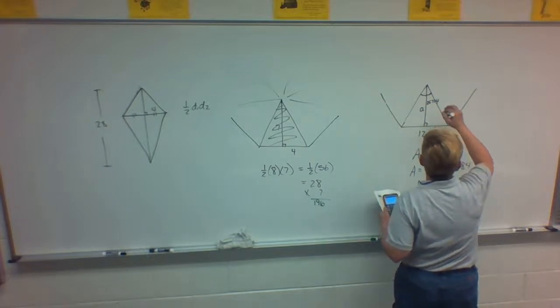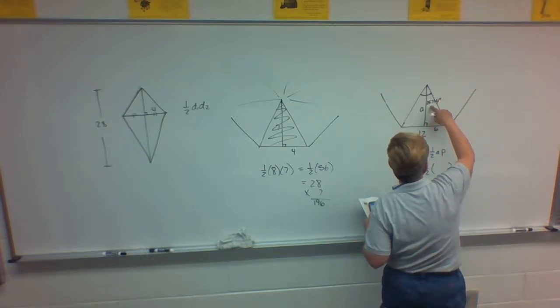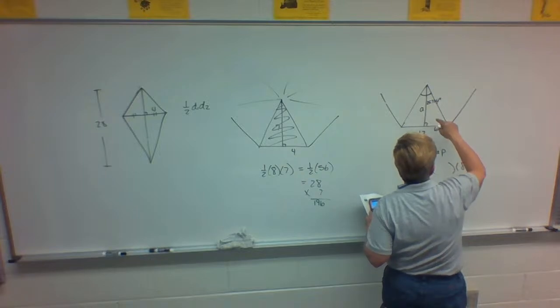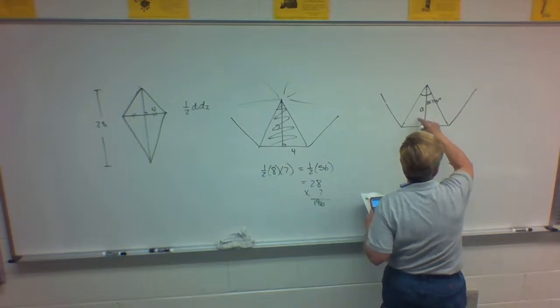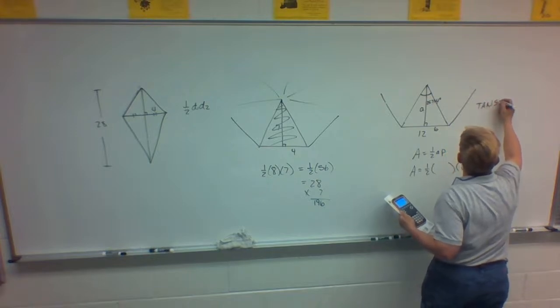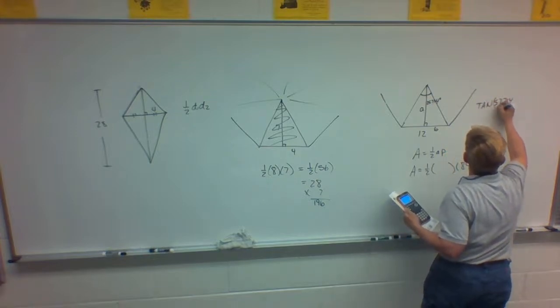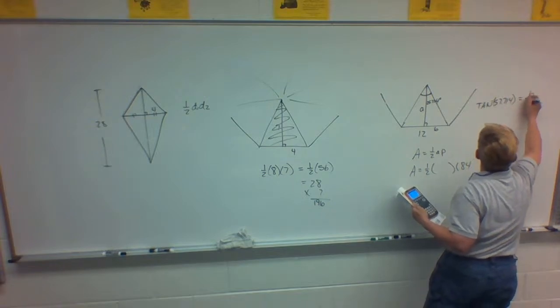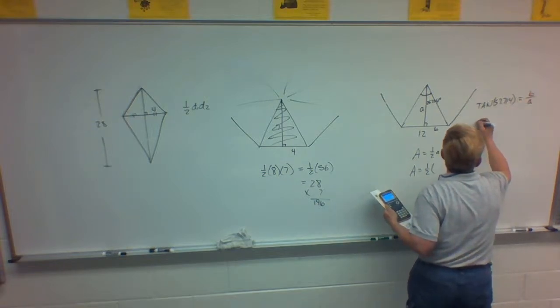So to find the apothem, I recognize that this angle, which is a weird number of degrees, is related to this side that I know, and this side I want to know by tangent again. So I say the tangent of 25.714 is equal to 6 over A. Cross multiply.